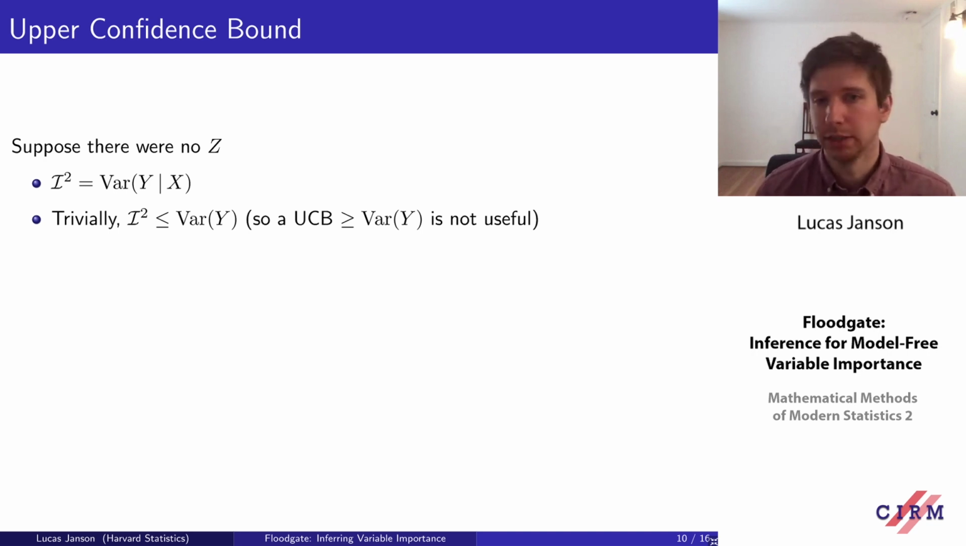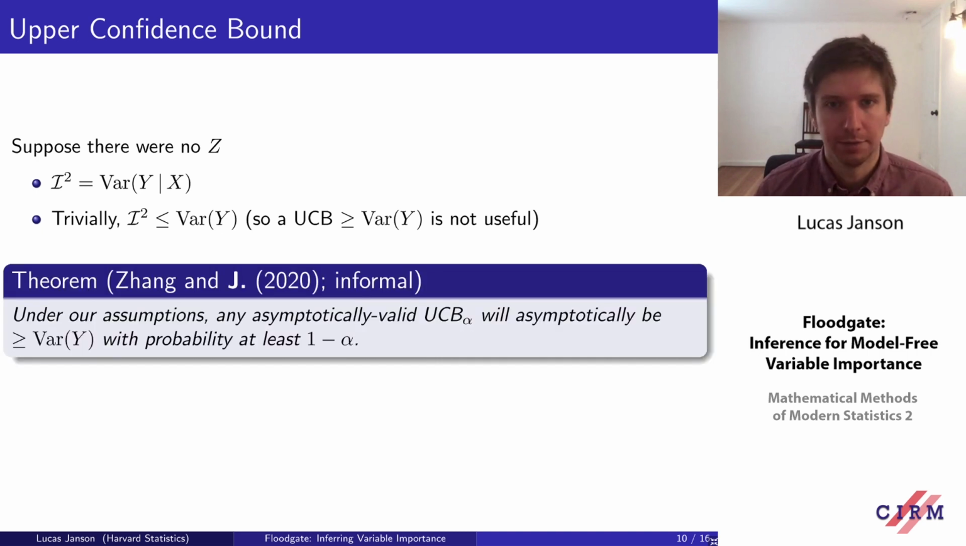So it should be clear that an upper confidence bound that is greater than or equal to the variance of y really isn't telling you anything, right? It just says that x doesn't explain more variation than all of the variation in y. So of course that's true. And it turns out we can actually prove that under our assumptions, so we can bound some moments on y, but even after making some basic moment assumptions, it's still impossible to even get a pointwise result that gives you a non-trivial upper confidence bound.